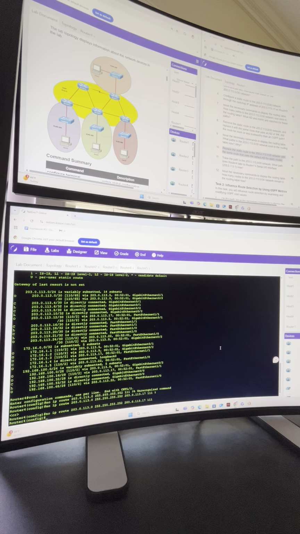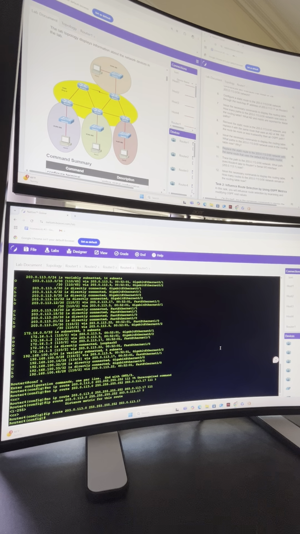To remove that, let's do an ip route to 203.0.113.0, 255.255.255.252. We want to do 203.0.113.17 as the next hop and hit enter there. So now we're back with the default administrative distance for the static route.